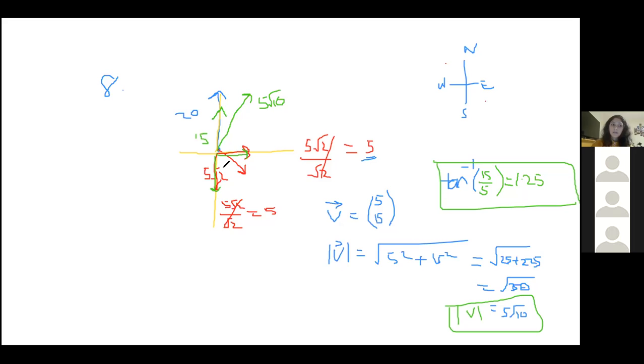Does anybody have any other questions on this? I think it's all good. If everybody's happy, we'll move on to question 24.